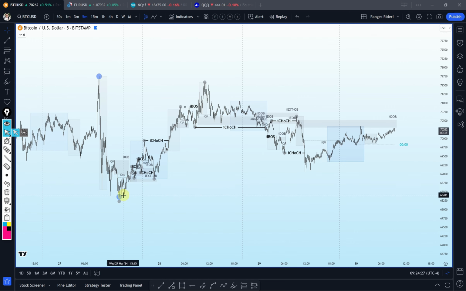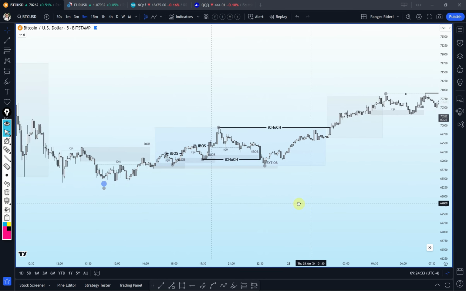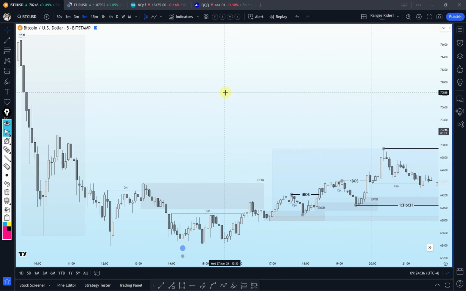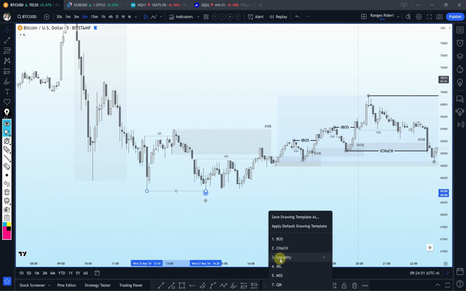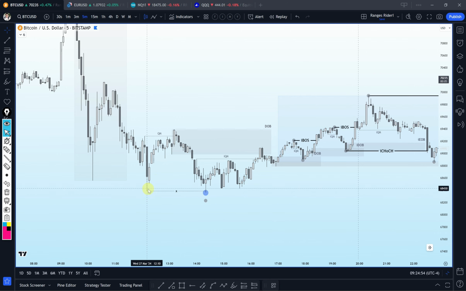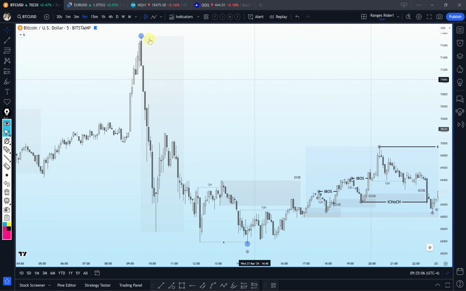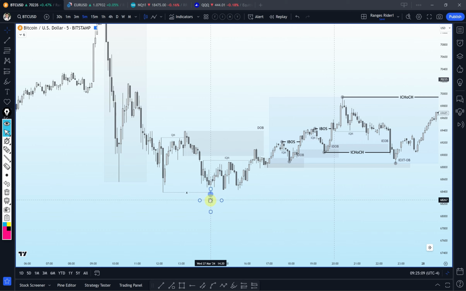So this is the point B of this range A to B, and then we mark the internal structure. This point B was confirmed when we have the QM, and then we got the liquidity. This is the liquidity. That's why I shifted this blue bar from here to here. And now once the market took the QM, our range was confirmed from A to B. And now we are looking for the internal range.